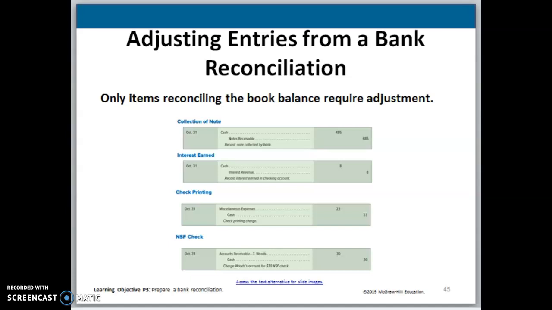For the next one, again, interest was earned, so our cash increased, so we're debiting cash. We're crediting interest revenue for $8 to recognize the revenue that we earned from that interest. For the 2 deductions, again, for the additions we're debiting cash; for deductions, we're crediting cash because we're reducing cash on hand. So we had 2 costs. We had a miscellaneous expense for check printing, so we're going to debit miscellaneous expense and credit cash for that $23. And then we have the NSF check, where we're going to debit accounts receivable and credit cash for the $30.